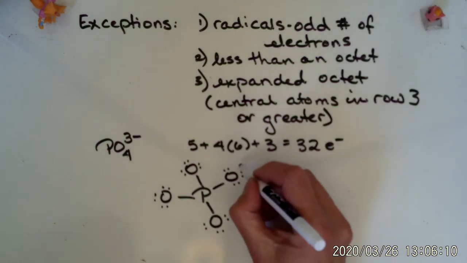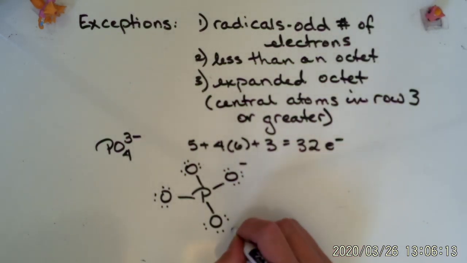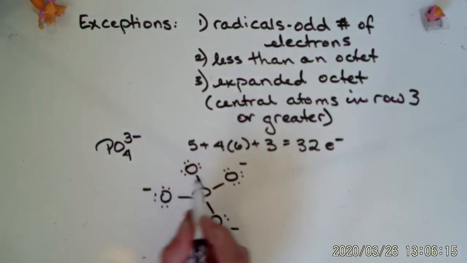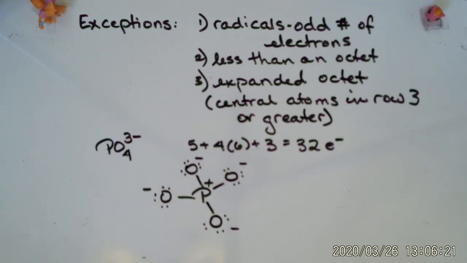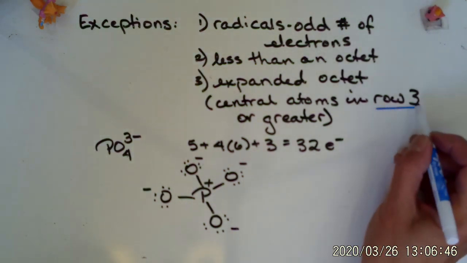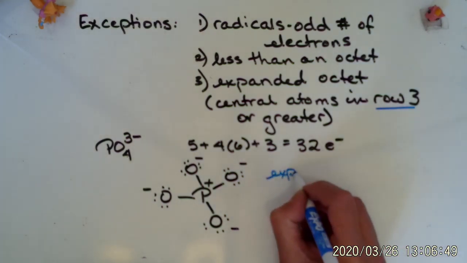Now let's take a look and calculate my formal charges. That's a minus, that's a minus, that's a minus, that's a minus, and this is a plus. Well, that's a lot of formal charges. And I have a minus right next to a plus. So phosphorus is in row 3, so I can expand it. We're going to expand phosphorus.